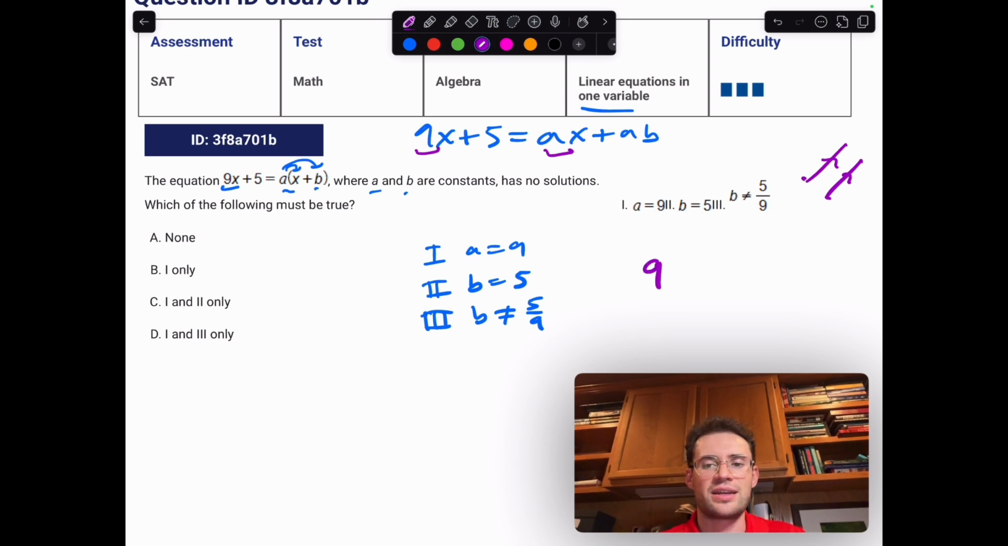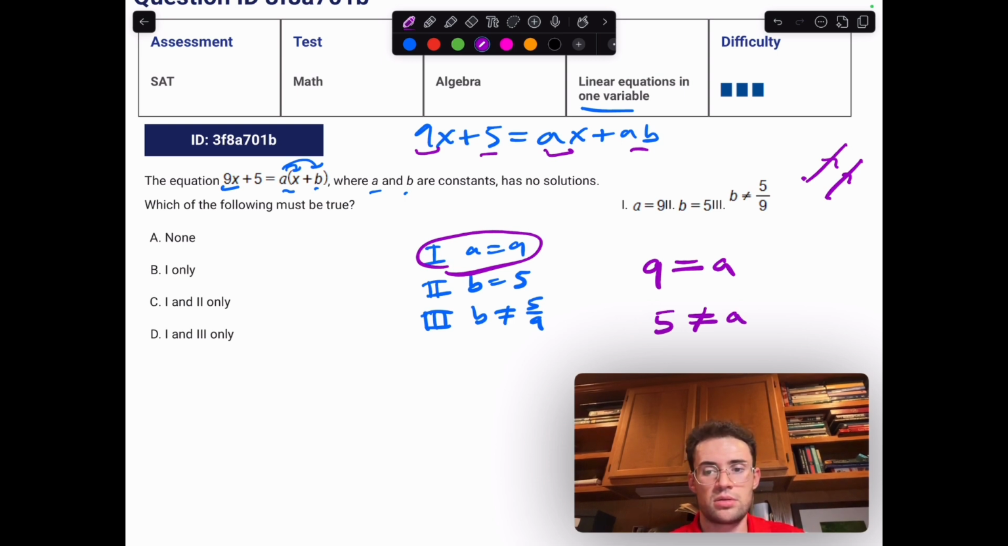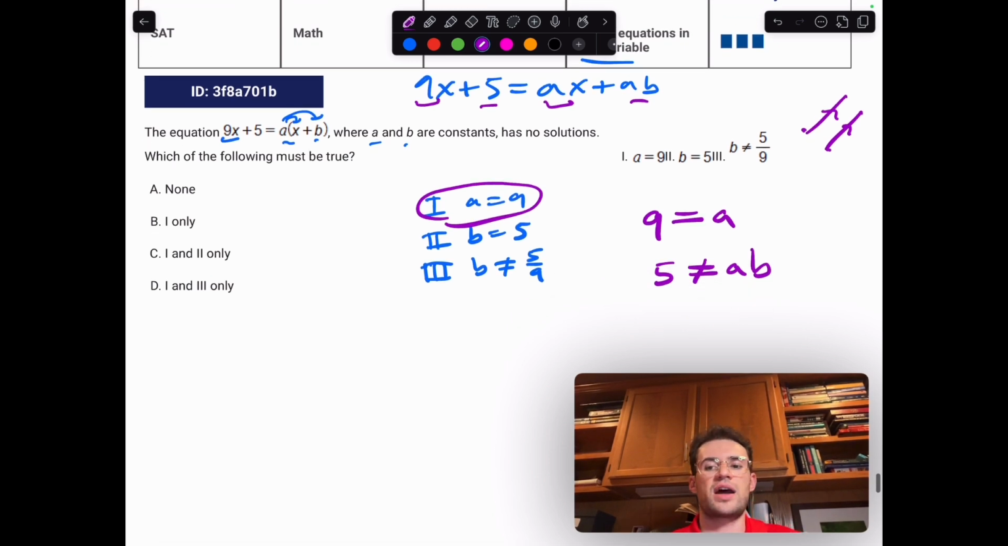So 9 should be equal to a, right? Which is a equals 9, that's 1. So 1 is true. Then we also want the constants, so if you graphed it as a line, that would be your y-intercept, to be different. So 5 cannot be equal to a times b. Okay, so 5 is not equal to a times b, because otherwise they would be the same exact line.